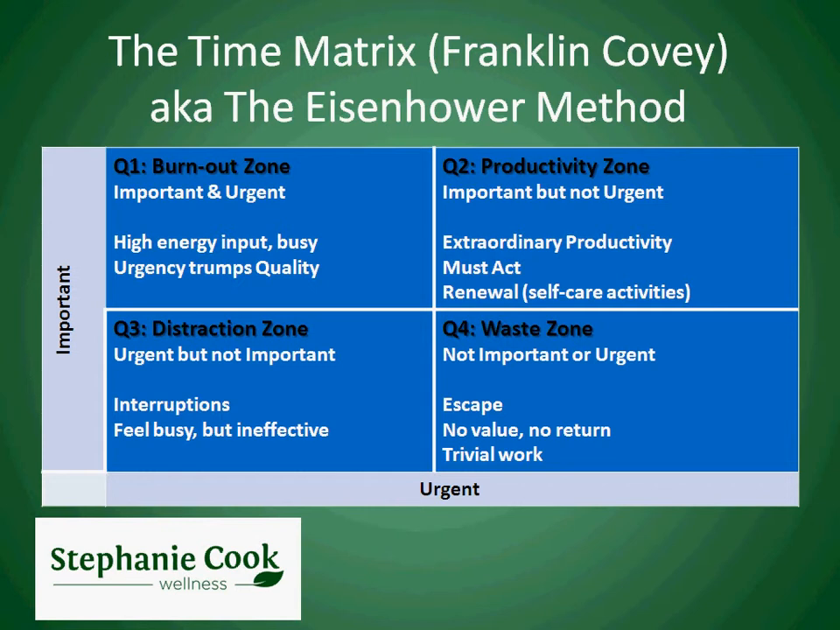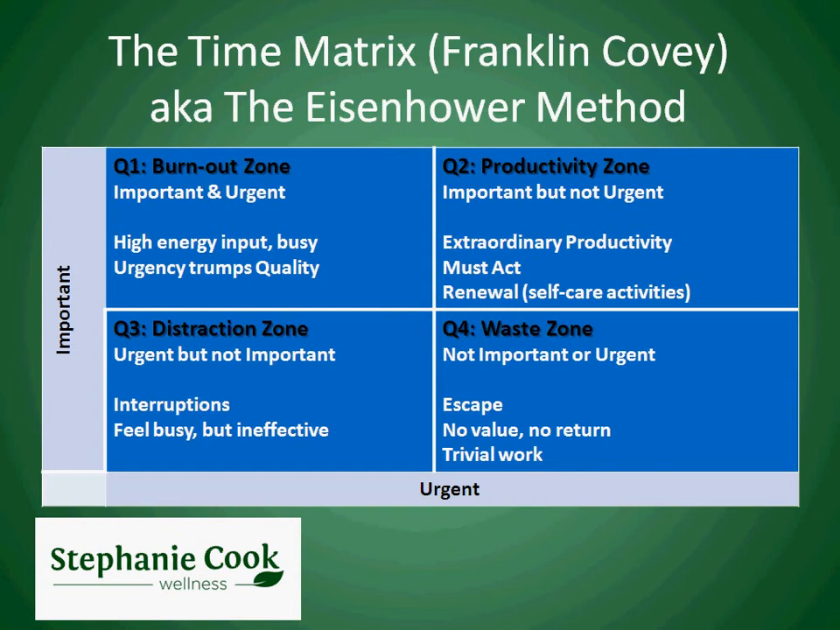So this method involves four quadrants, as you can see here. There's Q1, which is the burnout zone. Those are activities that are deemed important and urgent. Then there's Q2, the productivity zone, and Q2 is where you want to be. That's where you want to be spending your time, doing activities that are important but not urgent. So you're able to plan those activities out accordingly, utilize your time effectively to actually complete those important activities.